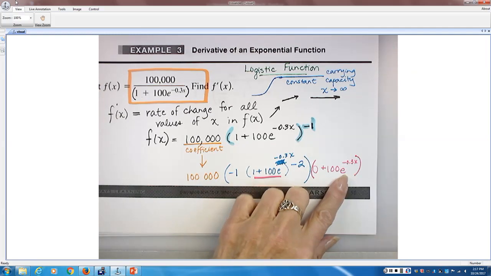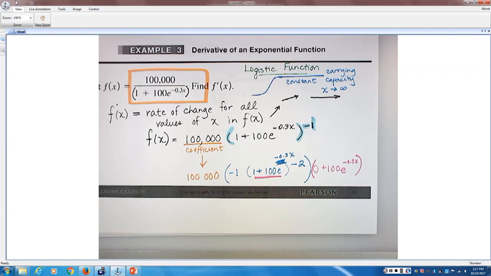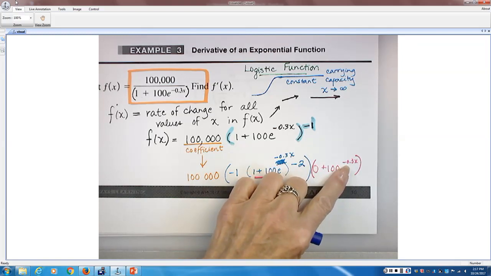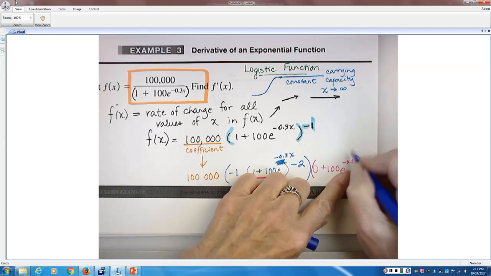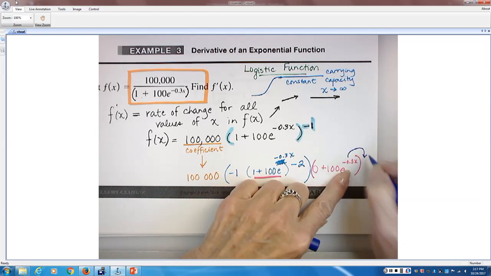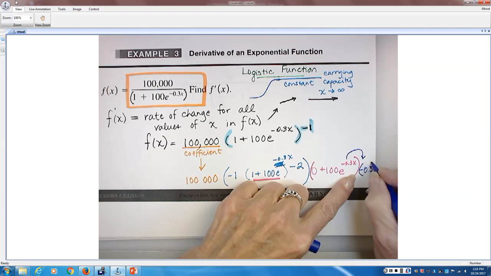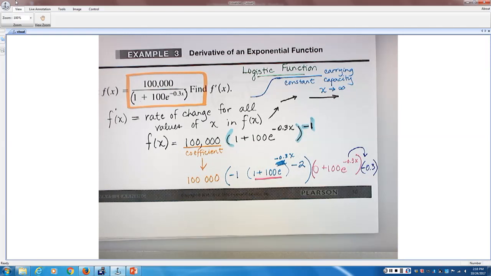But am I finished? That's right, you need to find the derivative of the power because the power is an expression in x. It's not a complicated expression, but it's still an expression. So I take the derivative of the power, which is negative 0.3.